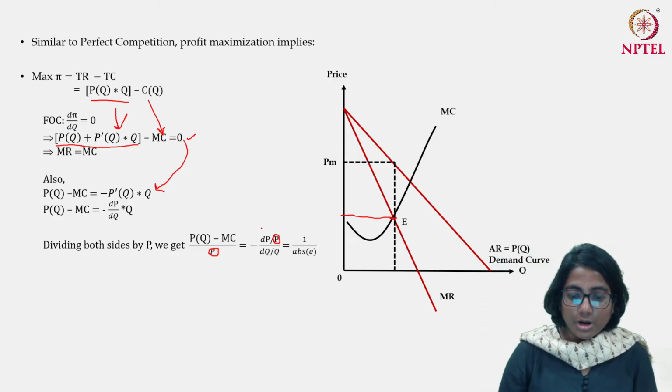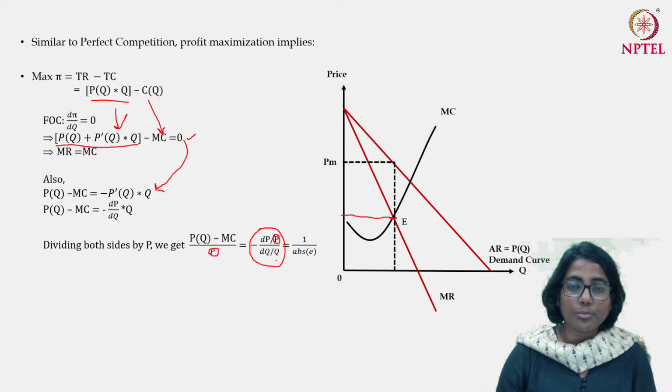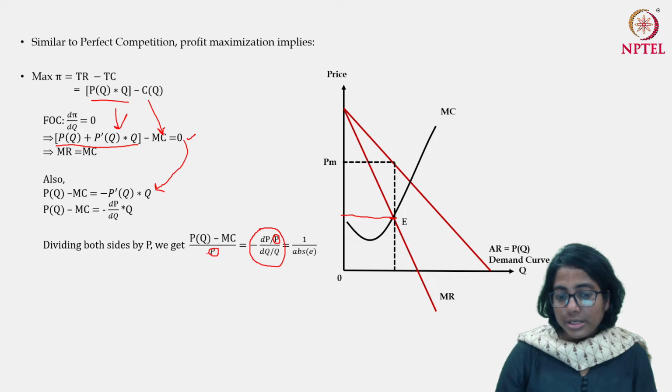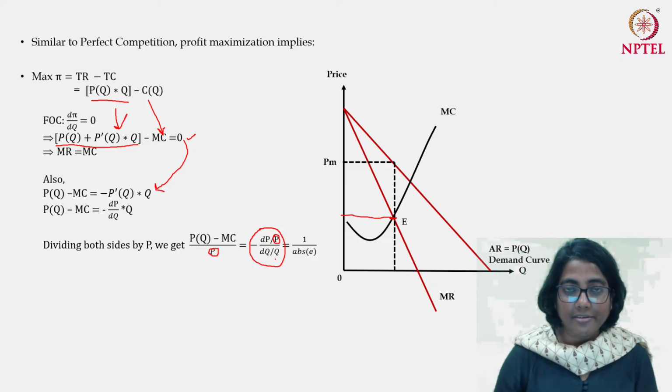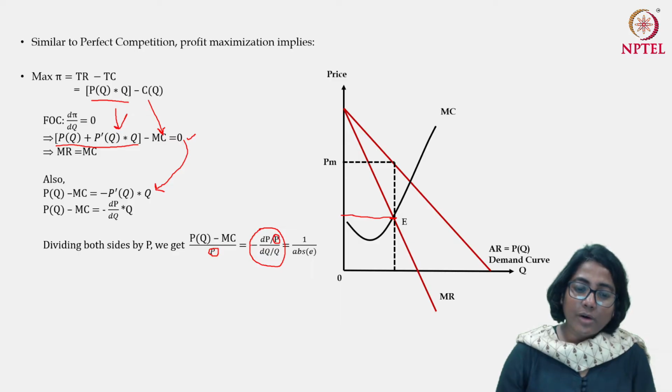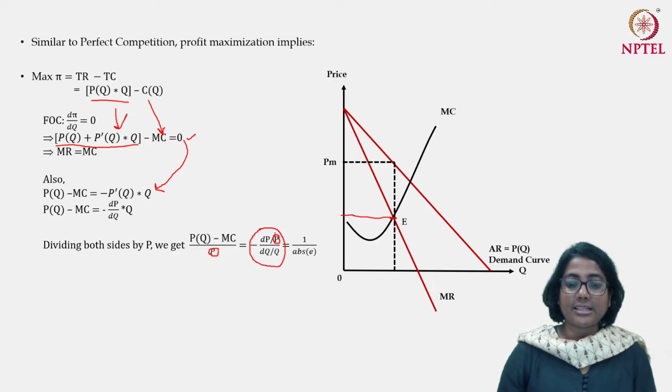If I do that, what does this expression mean? This expression, in fact the reciprocal of this expression, (dQ/Q) divided by (dP/P), is actually the elasticity of demand. Remember, we discussed the elasticity of demand: the percentage change in demand with a 1% change in price. So actually this (P minus MC) divided by P is 1 by the absolute value of E. Why absolute value? Because the demand curve is downward sloping, (dP/P) divided by (dQ/Q) itself is going to have a negative value. Since we are adding one minus sign here, therefore we are saying that this is the absolute value of the elasticity.